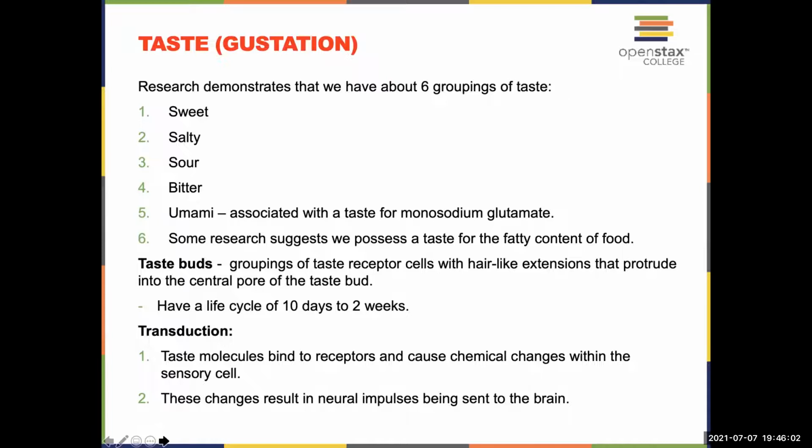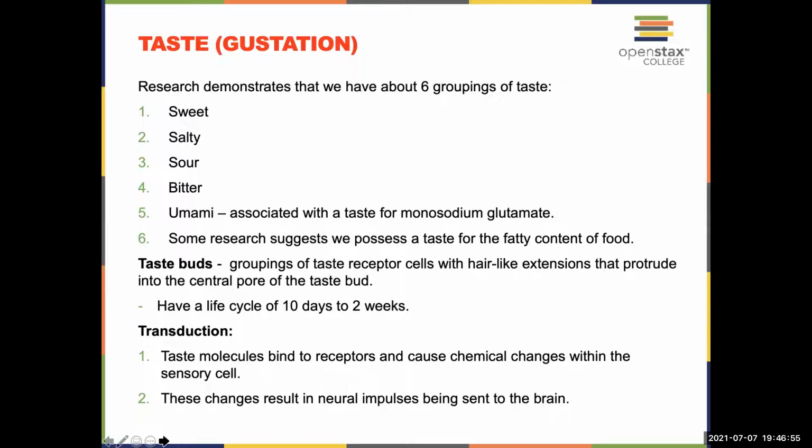And so for gustation, this is what research has demonstrated, that we have 6 different groupings of taste. So we have sweet, salty, sour, bitter, umami, right, which is that taste for monosodium glutamate. And then there's also research that suggests that we possess a taste for fatty content of food, right? So taste buds are actually groupings of taste receptor cells that have hair-like extensions that protrude from the central pore of the taste bud. And something very interesting there is that they have a half-life of about 10 to 14 days.